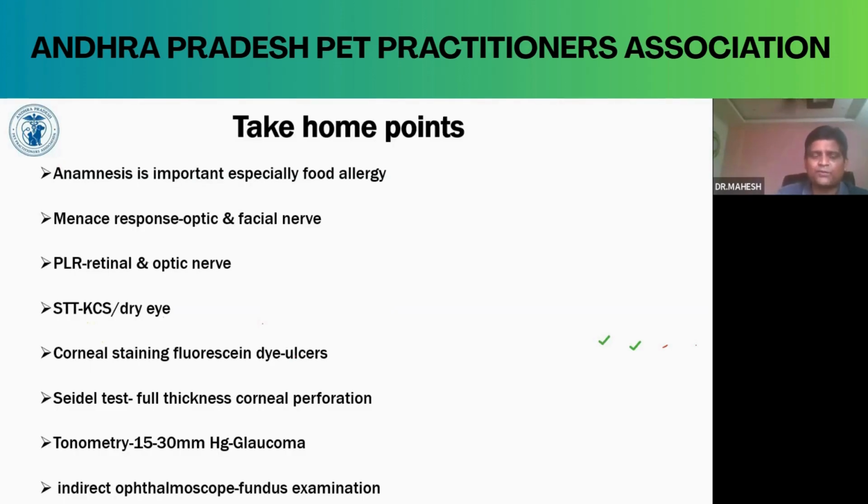And the menace response is generally a vision test. The menace involves the optic and the facial nerve. The PLR involves the oculomotor and the optic nerve. And the STT is for dry eye. For corneal staining, we commonly use the fluorescent dye. And the Seidel test is for full thickness corneal perforation. And the tonometry is for the measurement of intraocular pressure. And the indirect or direct ophthalmoscope is for the fundus examination. So this is regarding the take home points.